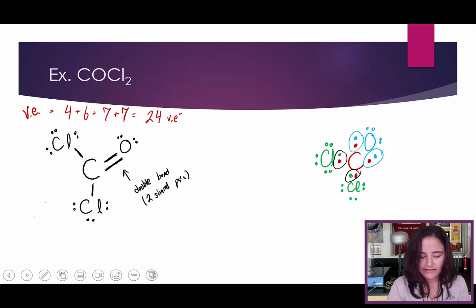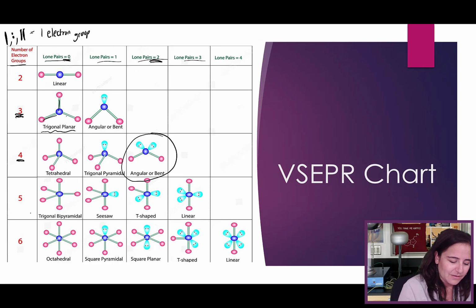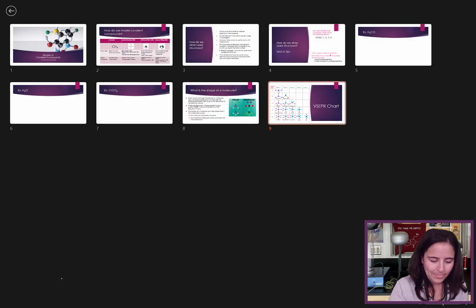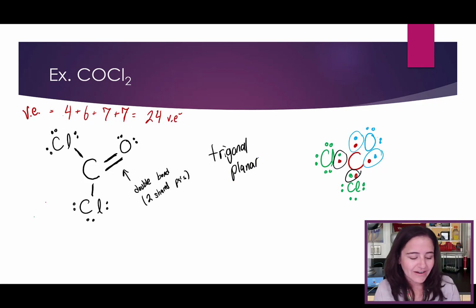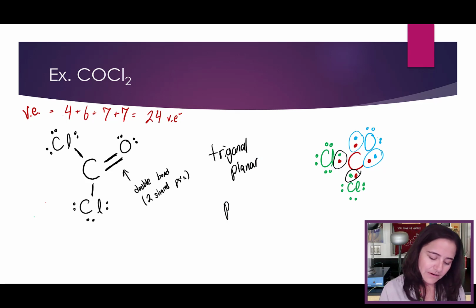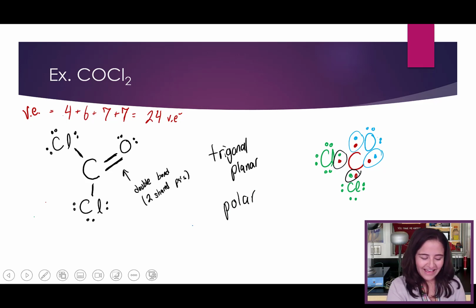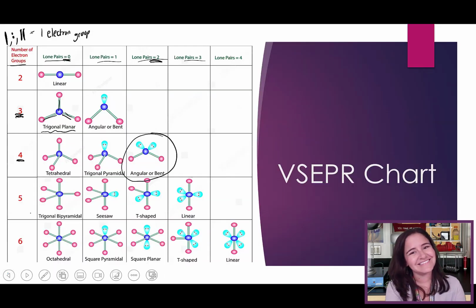Now, last but not least, let's look at COCl2. You might notice that this one has a similar shape to what other one? To that formaldehyde, okay? It has the three groups around it, one of them being a double bond, but it is also a trigonal planar molecule, okay? This one is also trigonal planar. And because we have those two chlorines that are super electron dense, it is a polar molecule. Okay, cool. And that's all about molecules and their shapes.